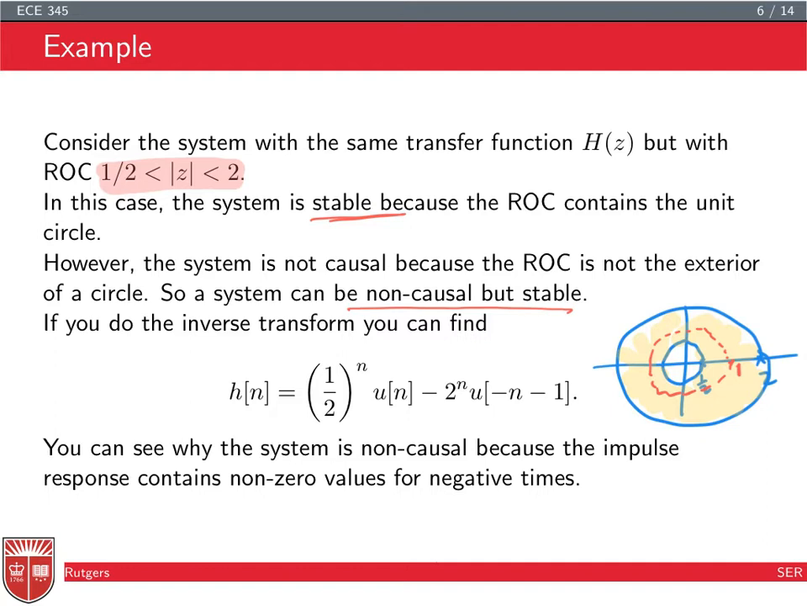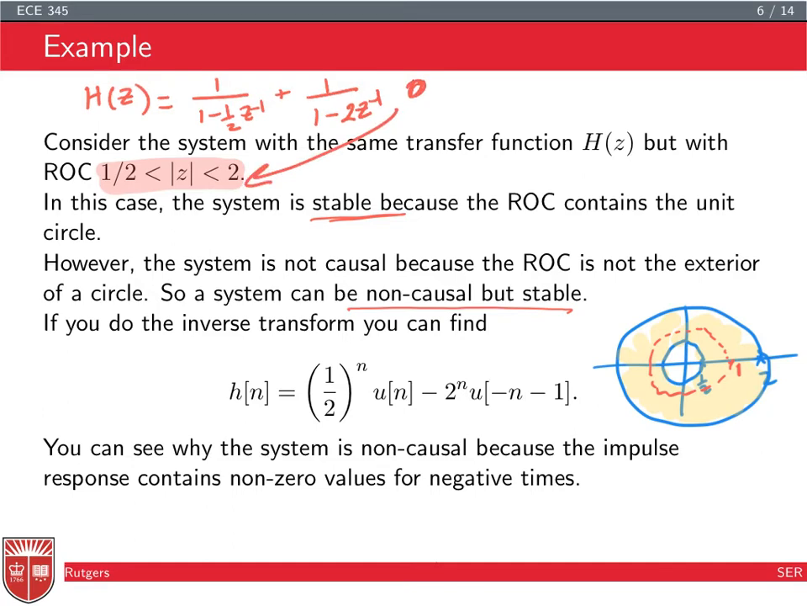Now, if the question is to find the inverse of this signal, or the impulse response of this system, again, it's the same H(z) as before. So let me write it down. The question now is H(z) equals 1 divided by (1 minus 1/2 z^-1) times (1 minus 2 z^-1), because there are two poles. But here the ROC is this one here.